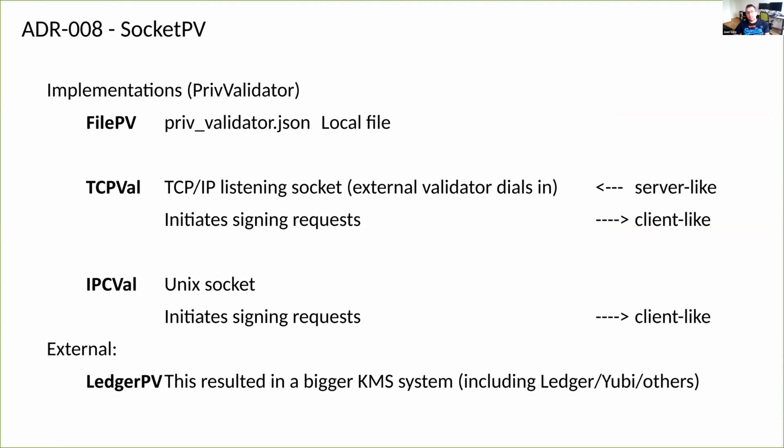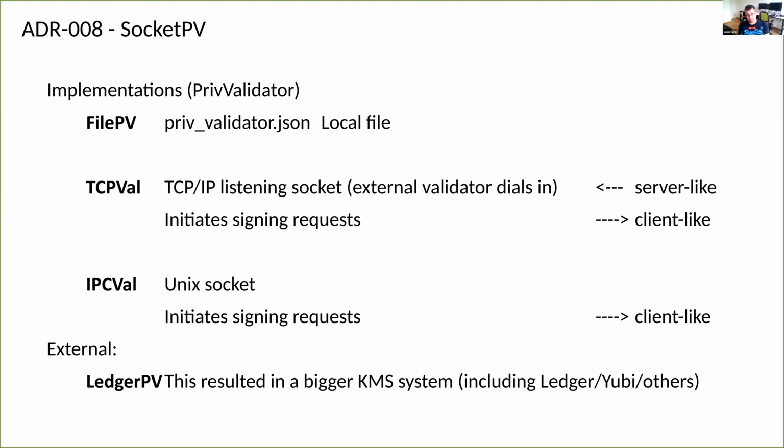One of the ADRs is ADR 8, which is in draft state. Basically what it says is that we will have different implementations for the private validators, how we validate in the node. One is the file PV, which is a local file that stays on the same host as the node and keeps the key there, which is fairly unsafe. Then there are two ways of connecting to an external validator, which in this case is the KMS: one via TCP and the other using IPC, like Unix sockets.